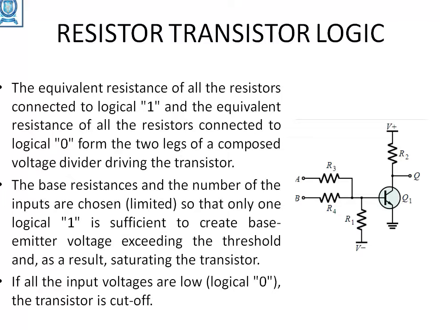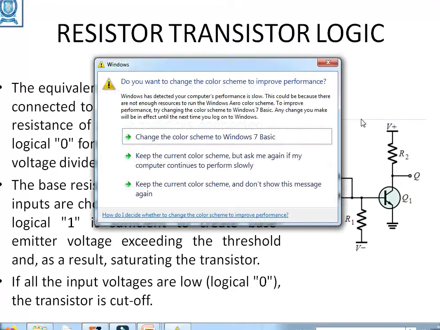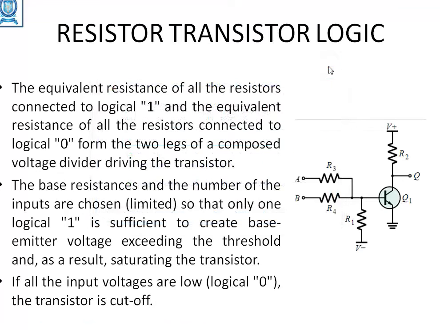RTL means resistor transistor logic. The equivalent resistance of all the resistors connected to logical 1 and the equivalent resistance of the resistors connected to logical 0 form the two legs of a composed voltage divider driving a transistor. The base resistance and the number of inputs are chosen so that only one logical 1 is sufficient to create, in the circuit, a base emitter voltage exceeding the threshold, resulting in saturating the transistor. If all the input voltages are low, the transistor is in the cut off condition.